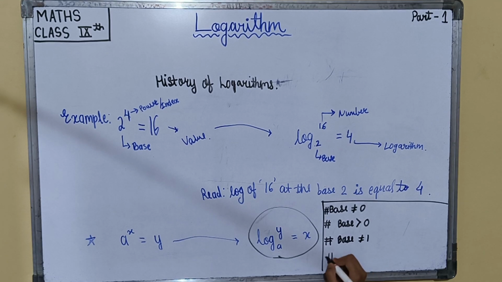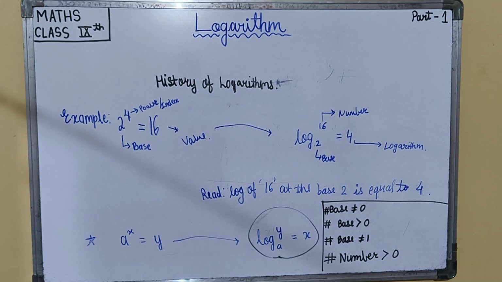Number should be greater than 0. Over here the number is this y. Y is the number. Number should be greater than 0. And logarithm can be positive or negative or 0. Logarithm means this x. This x can be positive, negative and 0. I hope you have understood this part.